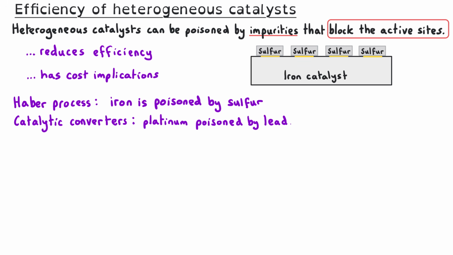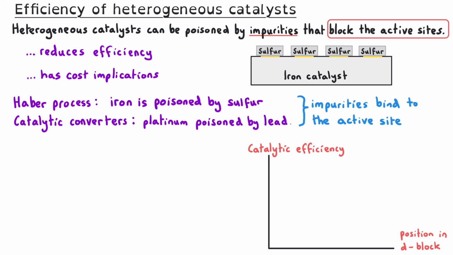A second example of this is in catalytic converters, where the platinum catalyst can be poisoned by lead, and again, those lead impurities bind to the active sites irreversibly and block them.